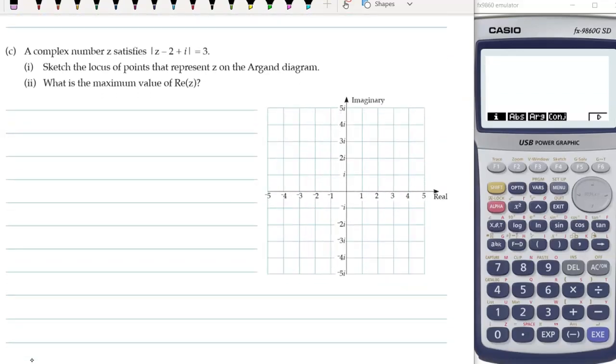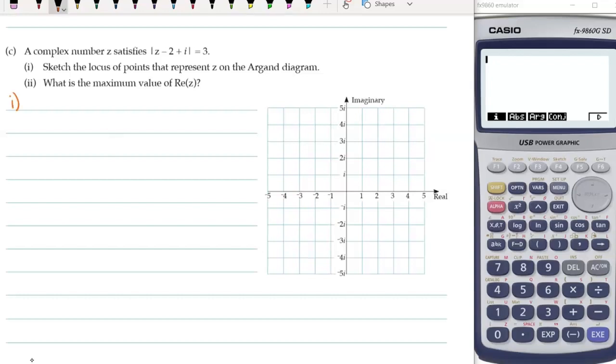Okay, for C, you can go about this two ways. You can know the geometry of what this means, or you can set z equals x plus iy and then get an equation out of it. I like these questions. I think about them geometrically, so that's what I'm going to do with this one.